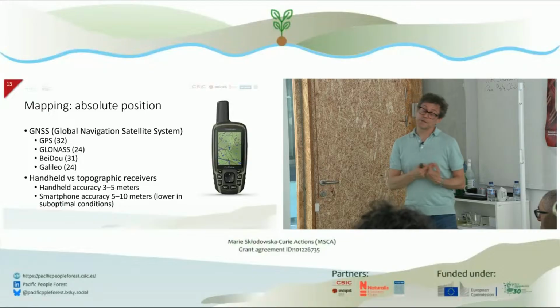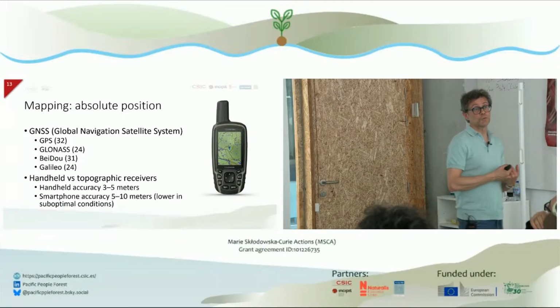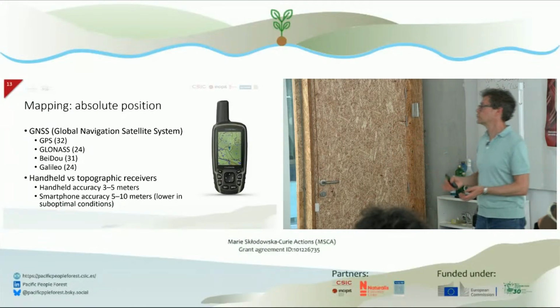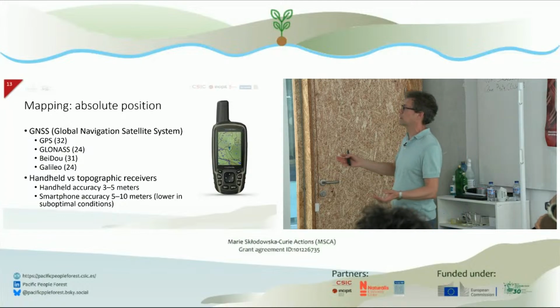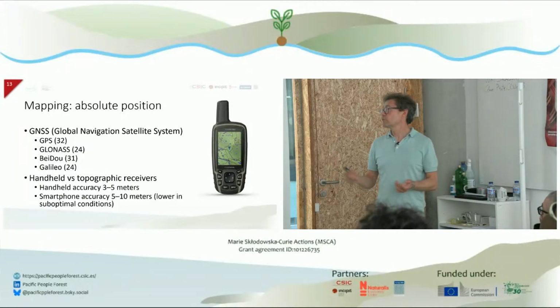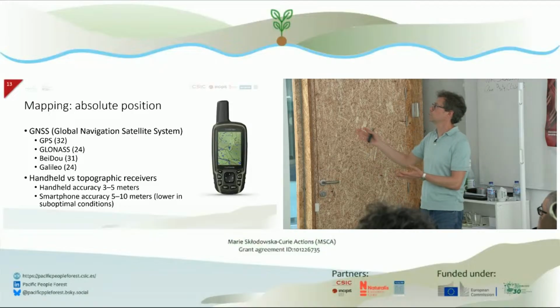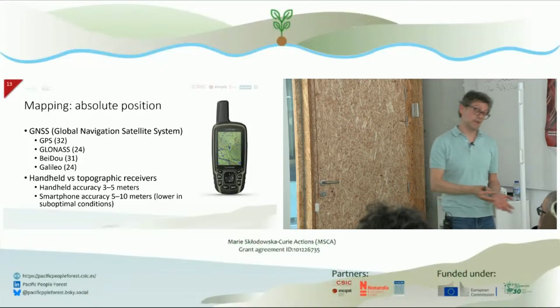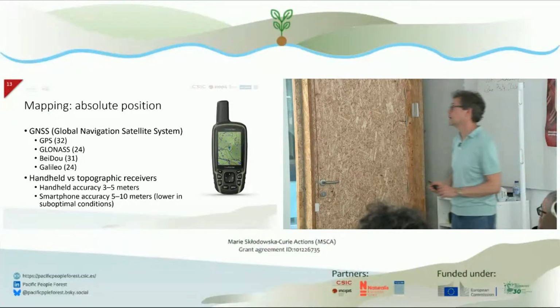Which means that locating things with your mobile phone is good if that accuracy is okay for you. If, for instance, you just want to know where on the island of Rota I am, that's okay. But if you want to locate the position of something that is smaller than this accuracy, perhaps a mobile phone is not a very good solution.